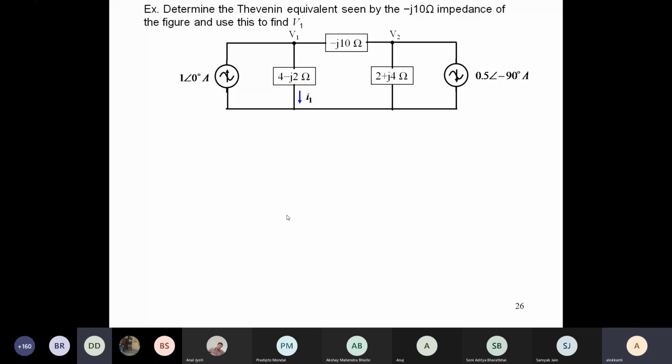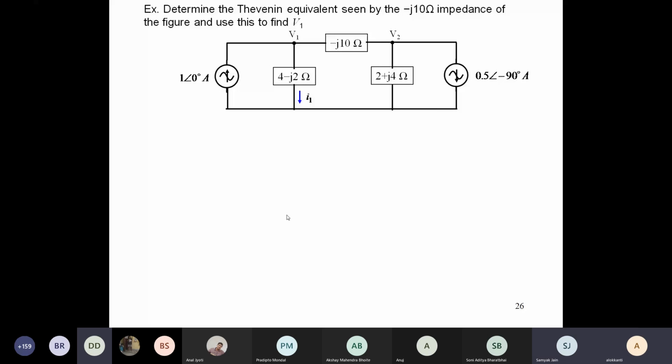So the circuit is given to you, and you are asked to find the Thevenin equivalent. Thevenin equivalent means finding what? The Thevenin voltage VTH and the Thevenin resistance RTH, so everything you have to do by removing that impedance.